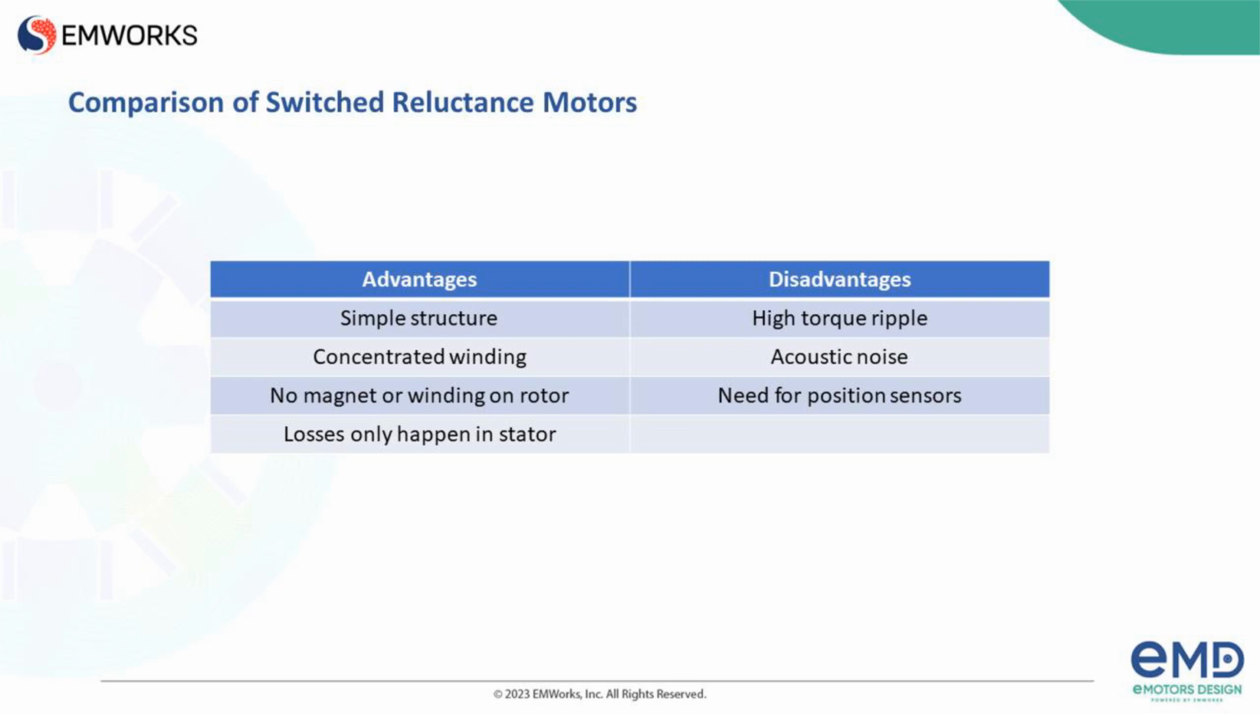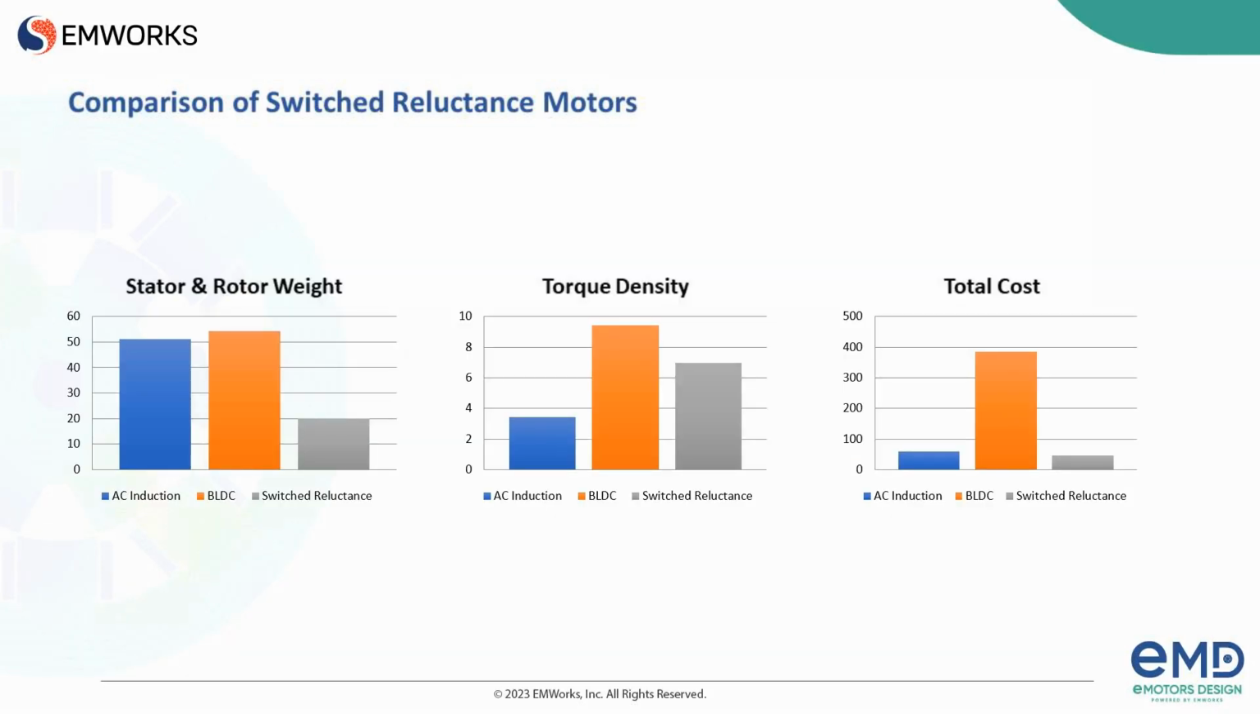But this kind of machine has disadvantages too. High torque ripple and acoustic noise are the main drawbacks of using these motors. And to drive these motors, we need position sensors. Unlike induction motors that can be directly connected to the three-phase supply, we need a driver with a position sensor to drive and start these motors.